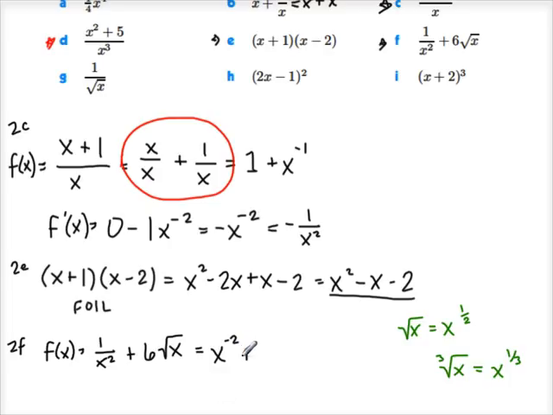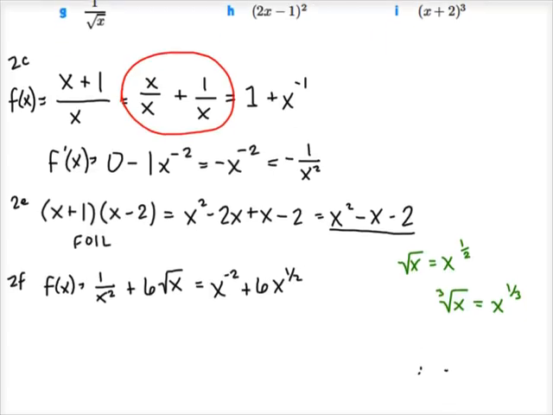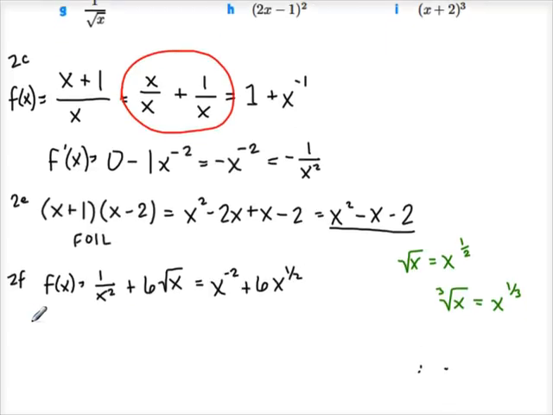So we'd say plus 6 times, and the square root of x we said is just the same as x to the 1/2. So it's just x to the 1/2. And from here, we can use power rule to be able to figure out our first derivative. So let me get some more space here. Here we go. And we'll take our first derivative.